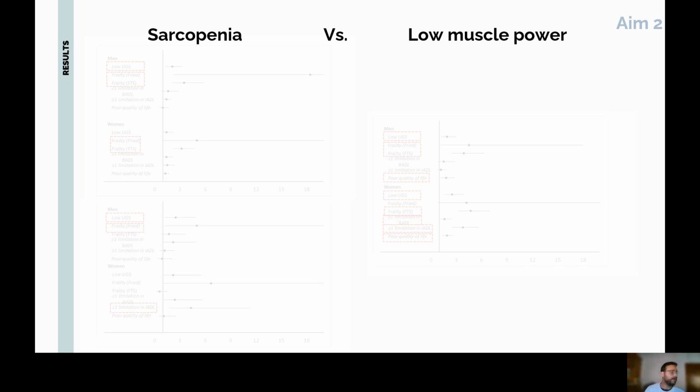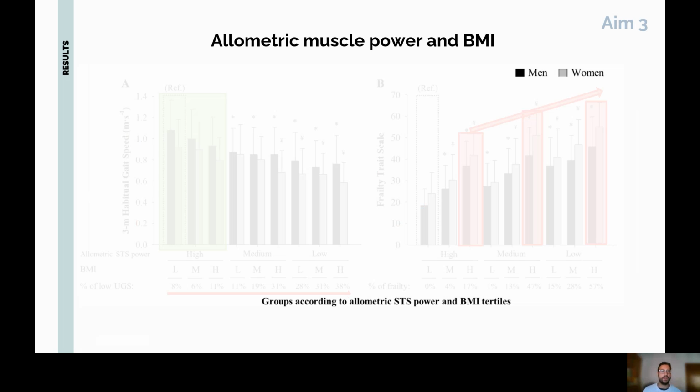However, low muscle power was able to predict not only low usual gait speed, frailty, and poor quality of life, but also the number of limitations in the instrumental activities of daily living. So it seems that low muscle power, our instrument, is more sensitive generally than sarcopenia to predict low physical function.